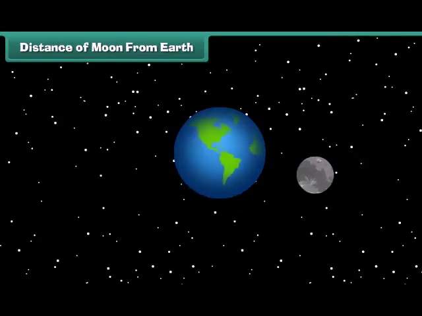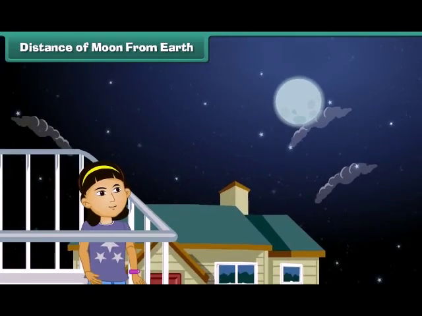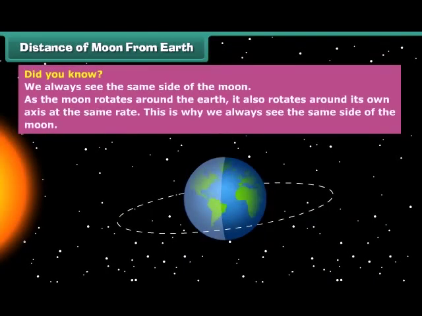Moon is an average of about 380,000 kilometers from Earth, which is pretty close, and because of its proximity, we don't need telescope to see features on the moon's surface from the Earth. Did you know? We always see the same side of the moon. As the moon rotates around the Earth, it also rotates around its own axis at the same rate. This is why we always see the same side of the moon.